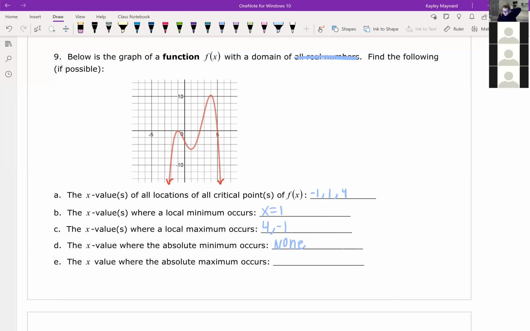So E says the x value where the absolute maximum occurs. So anyone want to take a shot at this one? Yep. We do have a maximum here. This is the largest output that we ever achieve on this whole function. So x equals 4.